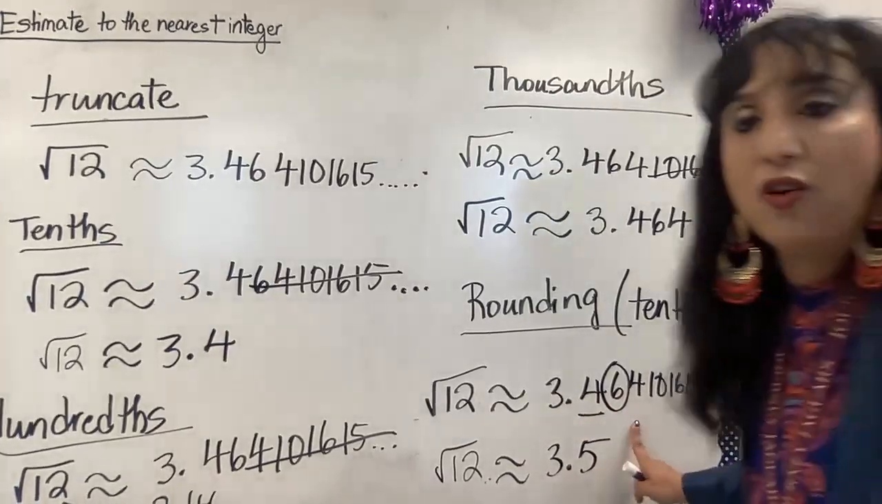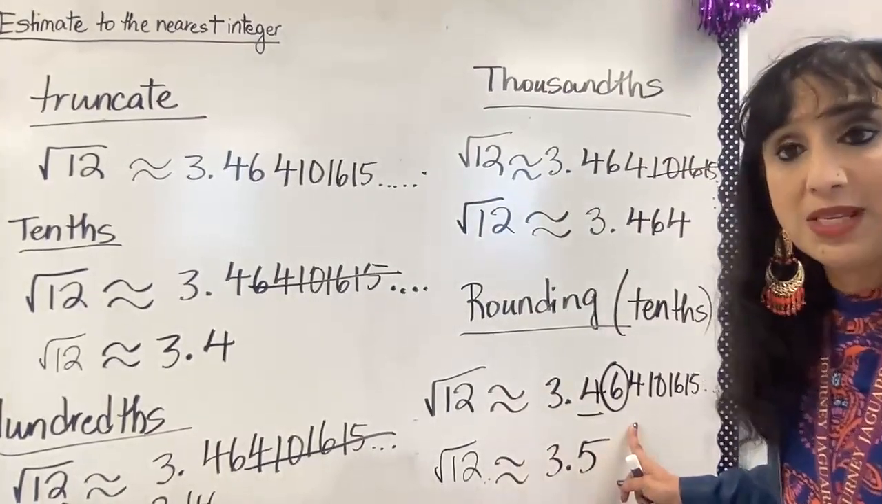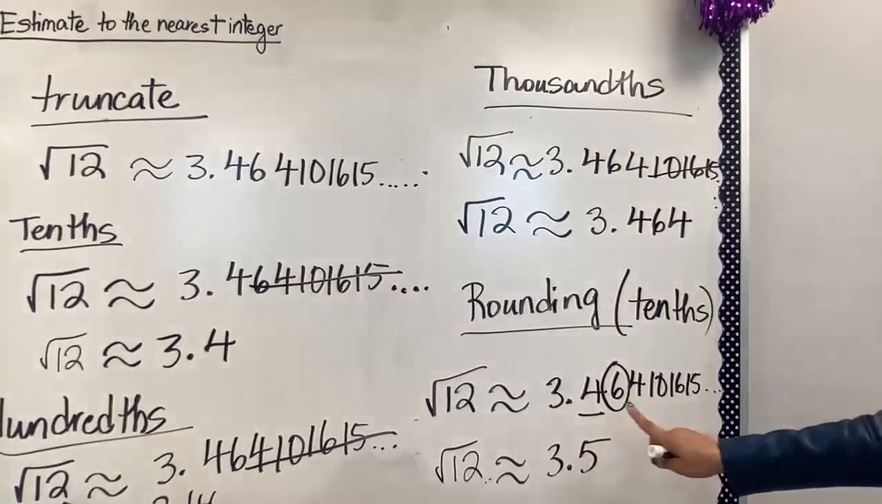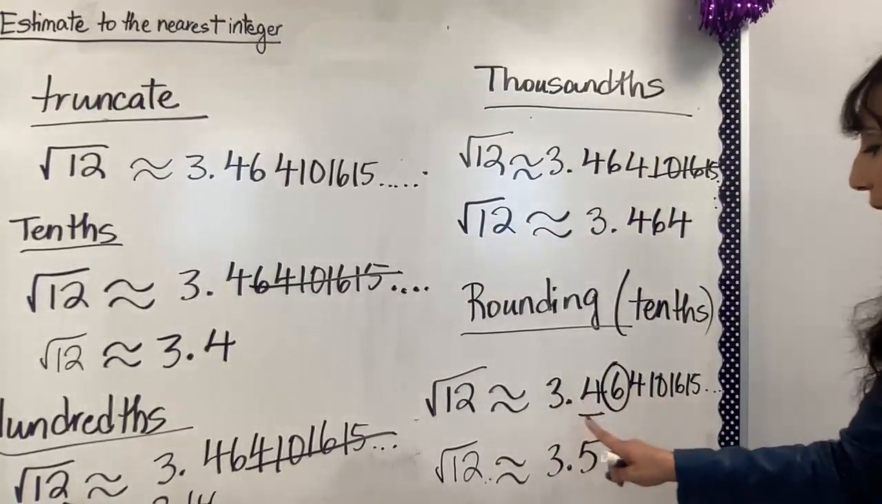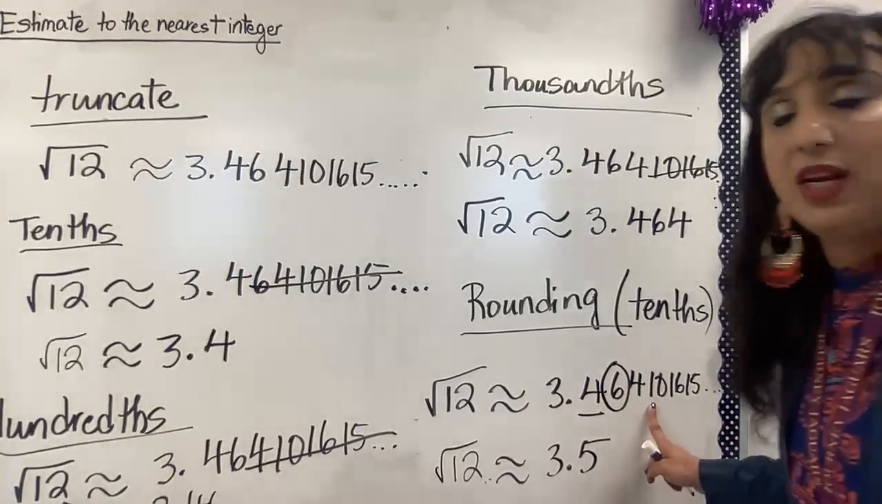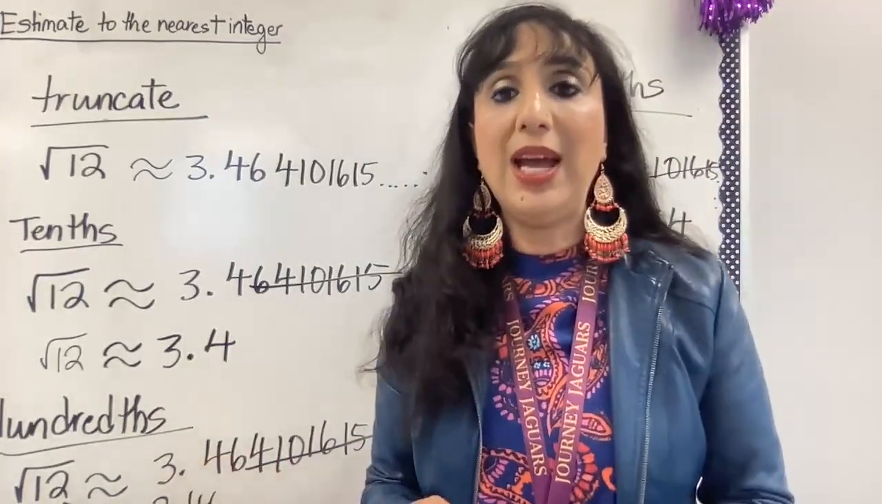If I was rounding to the 100th place value, it would be 3 and 46/100, because is 4 greater than 5? No. Since 4 is not greater than 5, the number stays the same. Same thing with the 1000th. If I was rounding, it would be 3 and 464/1000, because 1 is definitely not greater than 5. So that's the difference between rounding and truncating.